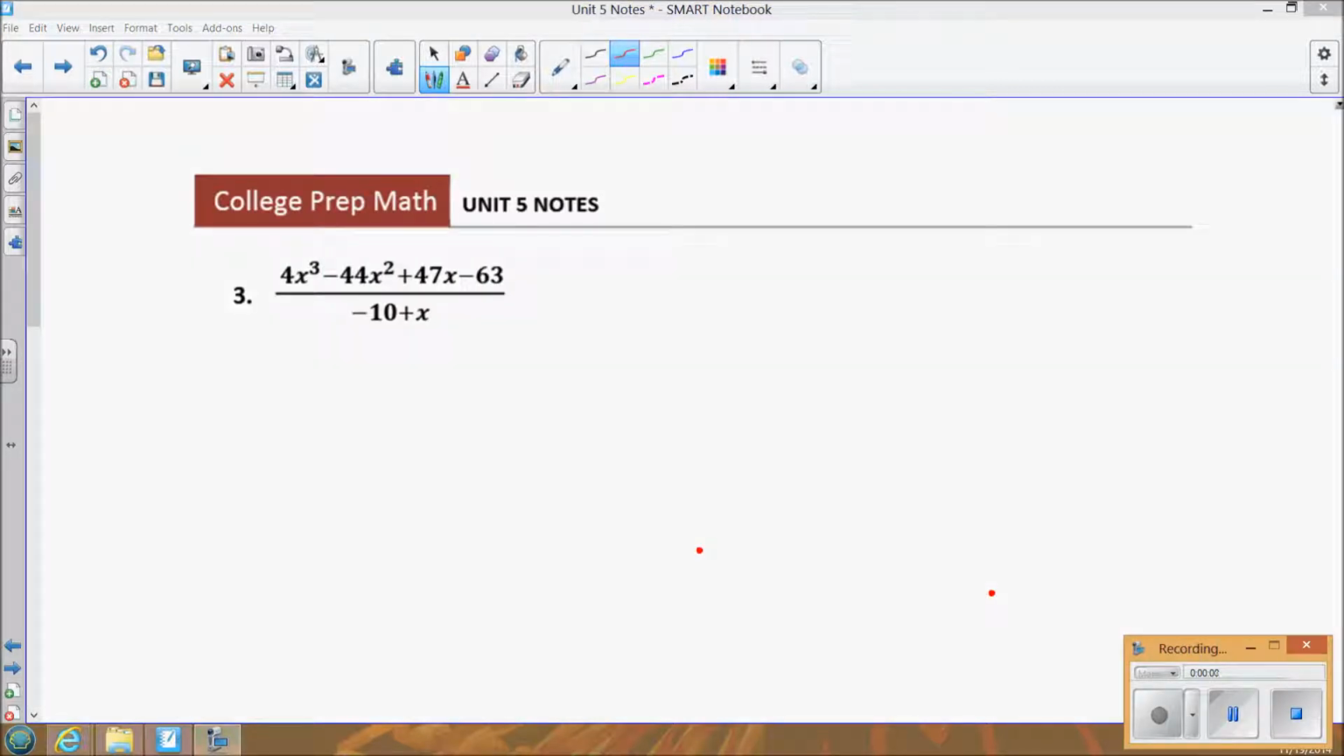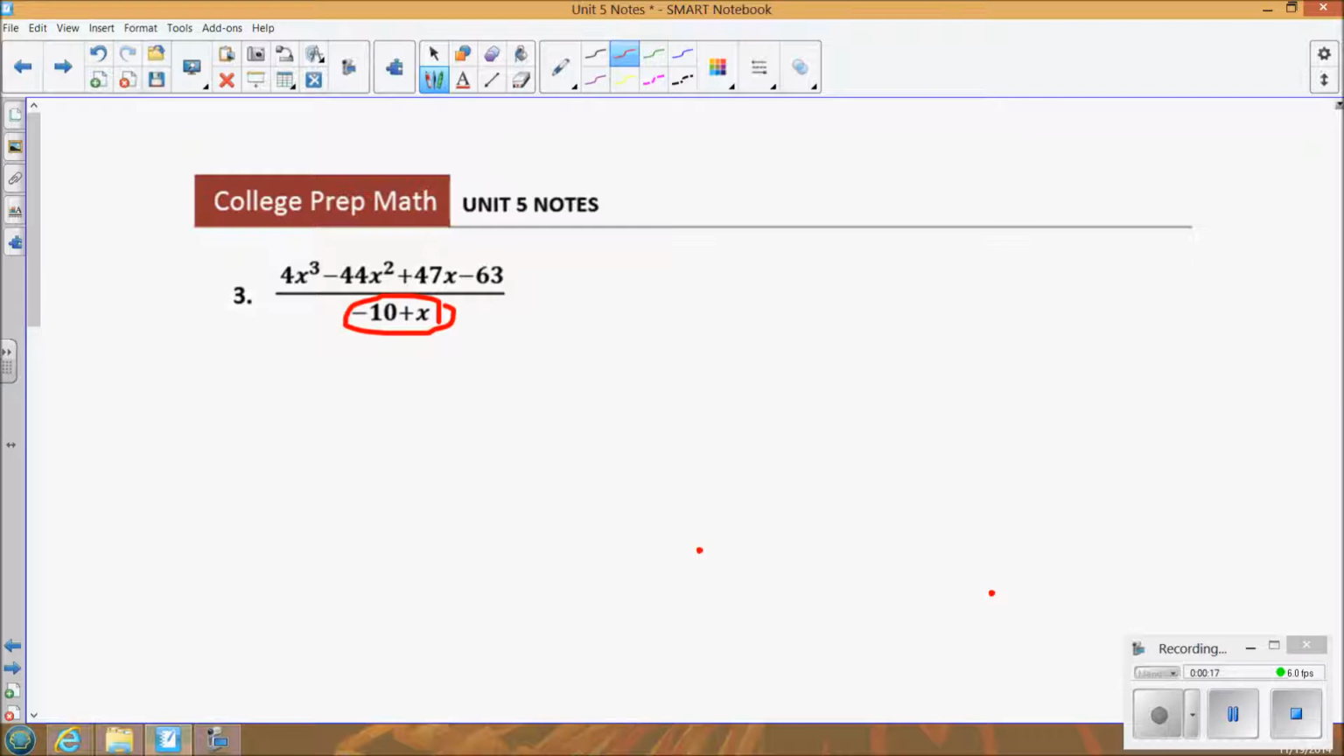So then our last example here is we have a polynomial divided by negative 10 plus x. So if you notice, this term down here is written differently than the previous examples that you've seen. But basically, negative 10 plus x is the same thing as x minus 10. So we're still dividing by a linear binomial. It's just formatted a little bit differently.